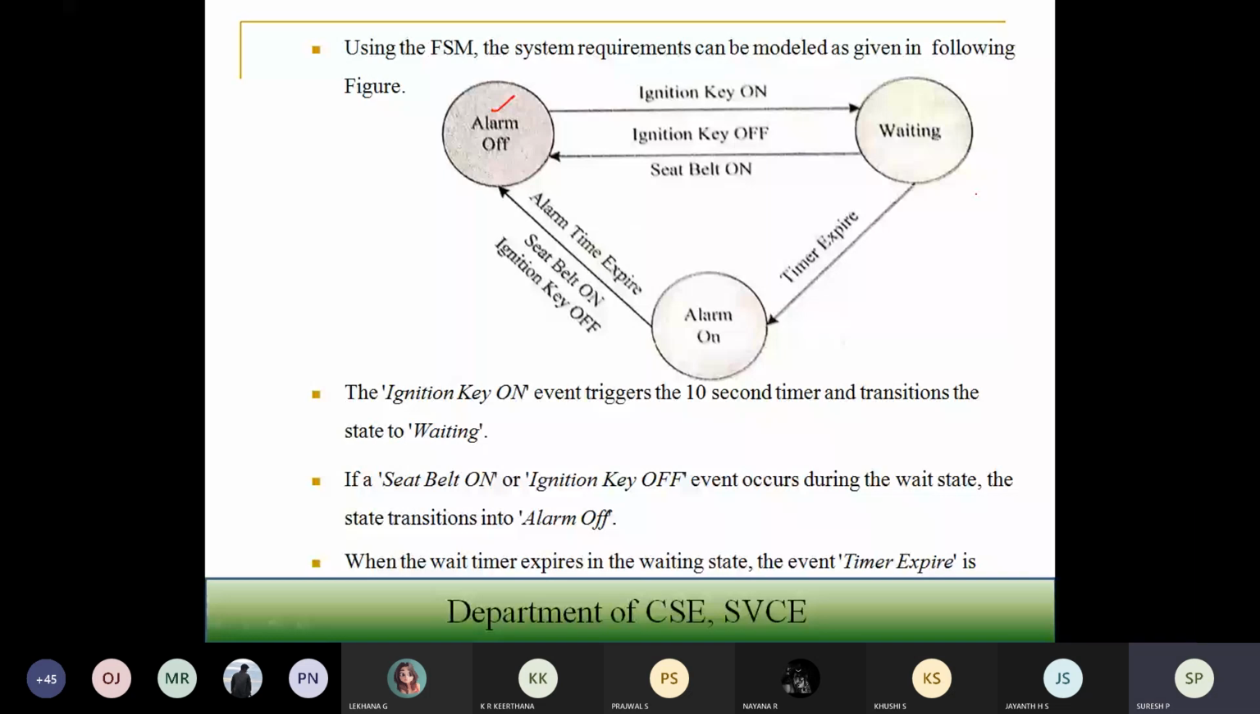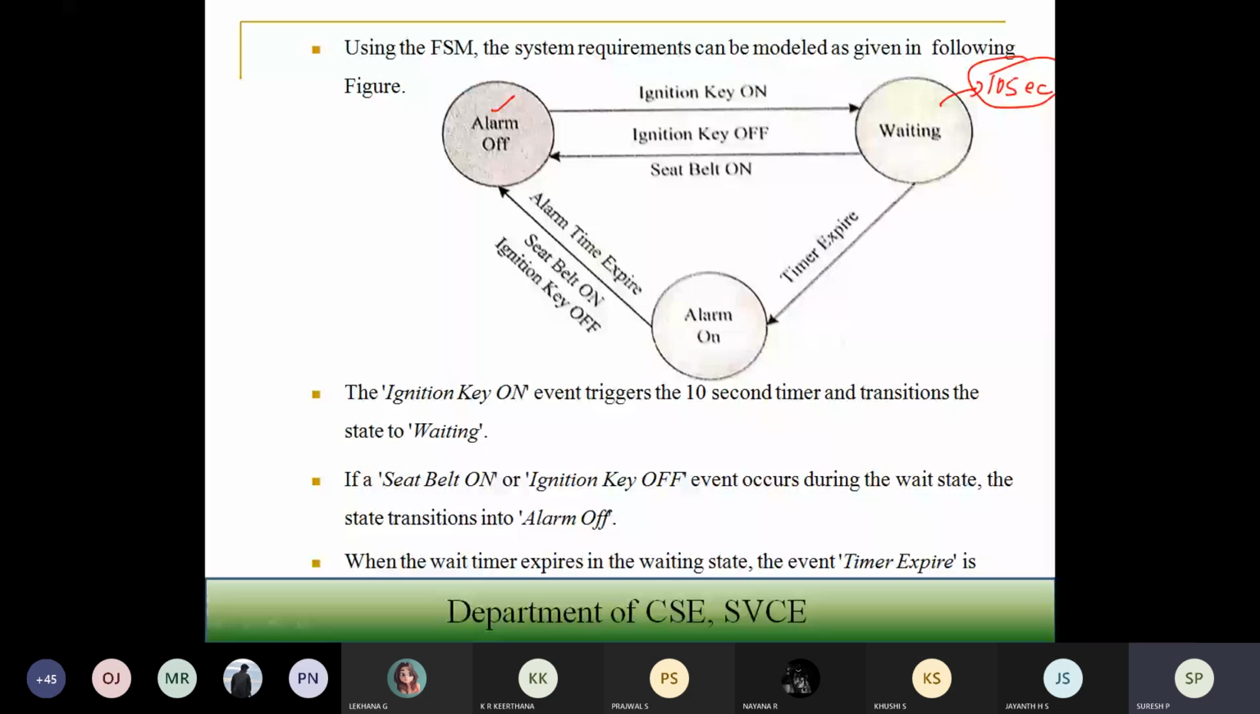It will wait for 10 seconds. That means within 10 seconds you have to wear your seat belt. So your timer will start. That is the period where our waiting period is going to happen. So now it will wait for 10 seconds.